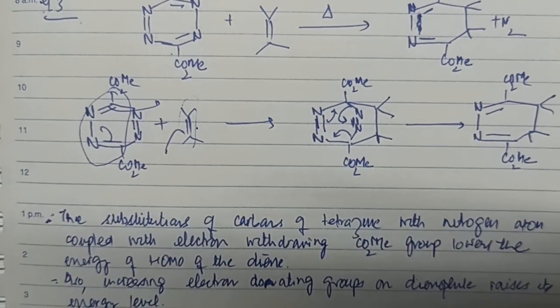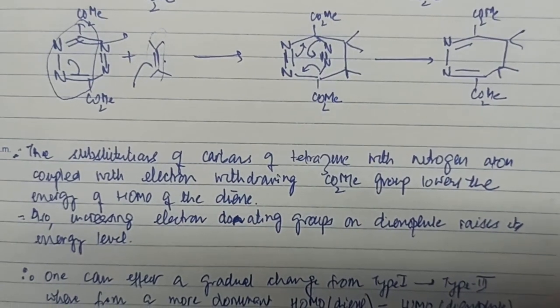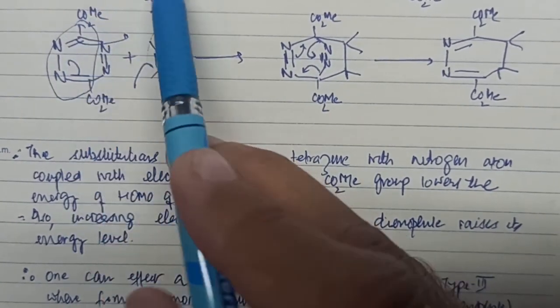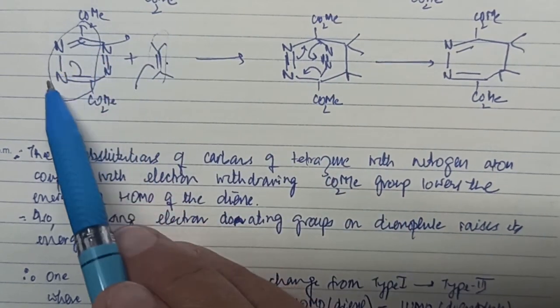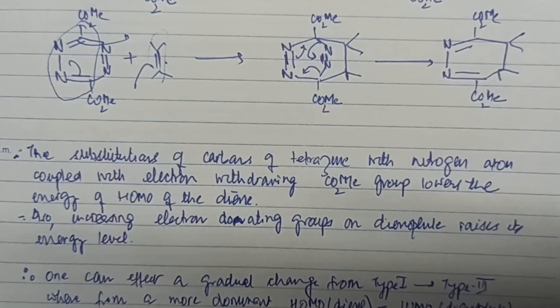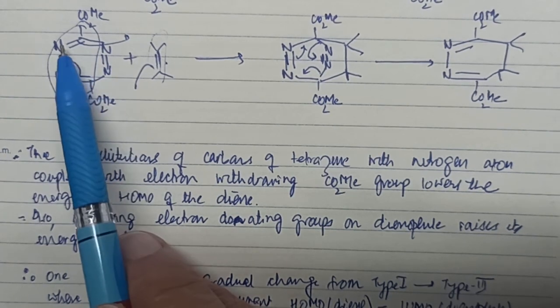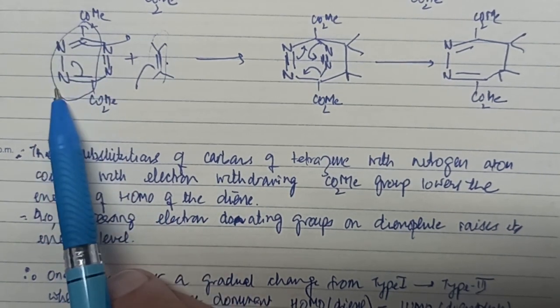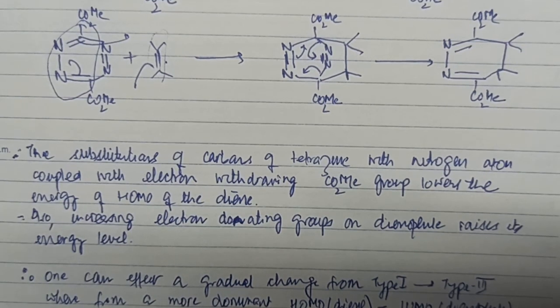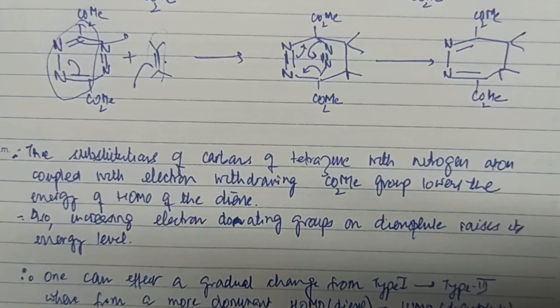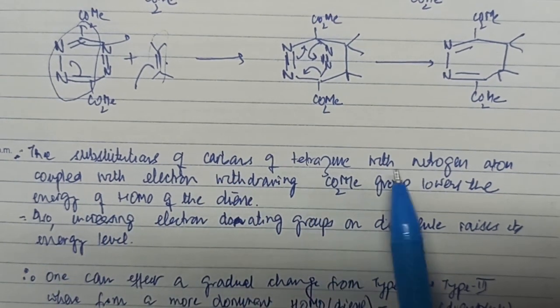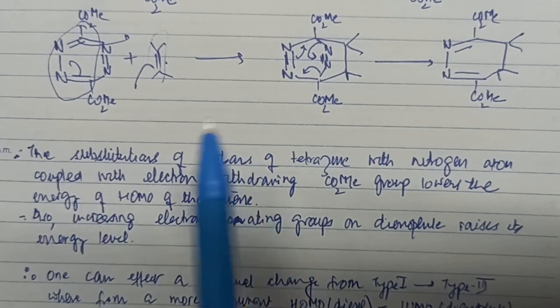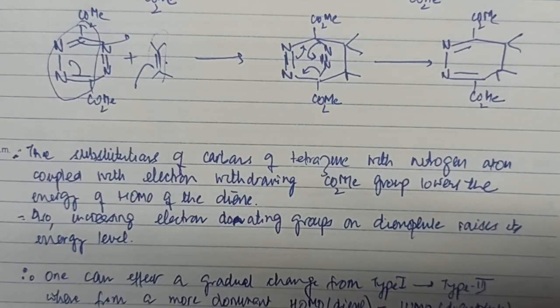Now, as you can see, if this was an all carbon system, then probably it would have followed a type 1 category. But substituting the all carbon system with nitrogen atoms, what a nitrogen atom or electronegative atom does is it withdraws electrons from the system. If it withdraws electrons like an electron withdrawing group, it would reduce the energy of the HOMO of the diene. Therefore, substitution of carbons of tetrazine with nitrogen atoms, along with electron withdrawing groups, means you are adding two effects.